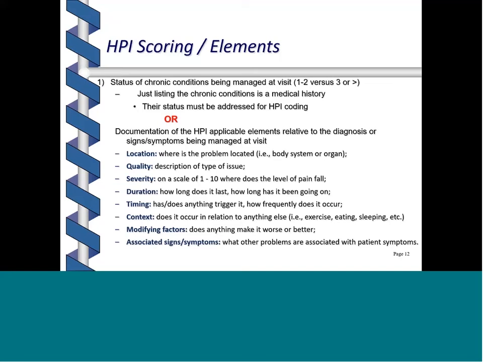I will remind you, too, that the highest level services require you to have 3 or more chronic conditions' status, or 4 or more HPI elements. So if we have where the issue is, how long they've had it, what they are doing for it, and associated signs and symptoms, that would be a sufficient amount of documentation in that HPI to cover everything, without having to worry about the slider, et cetera.